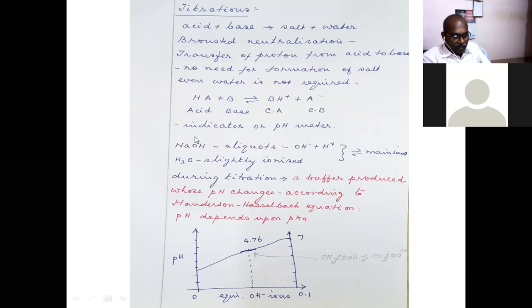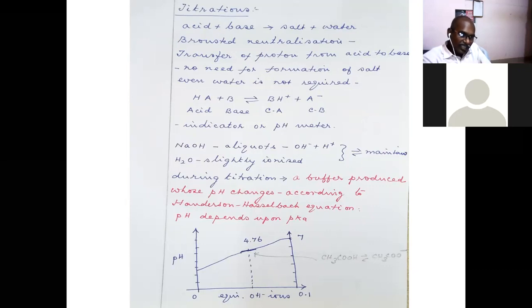You look here, when I'm adding NaOH in aliquots, the OH minus and H plus will go on reacting, and the water molecule which is present in the solution is slightly ionized. Therefore, the H plus ions are consumed.